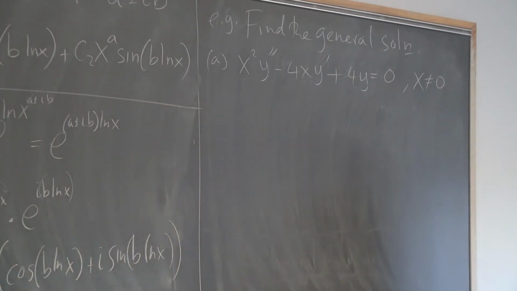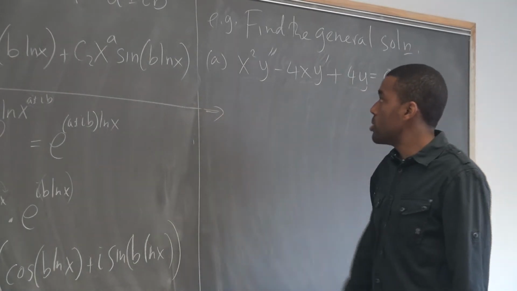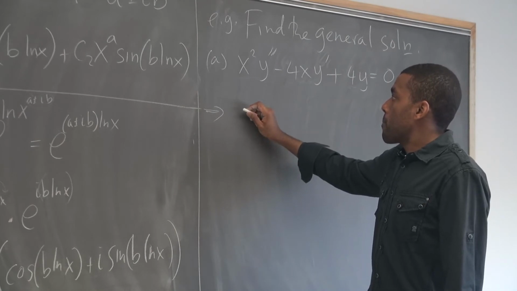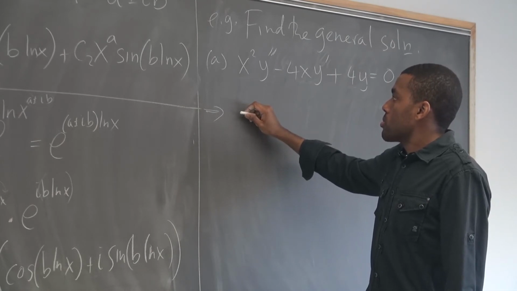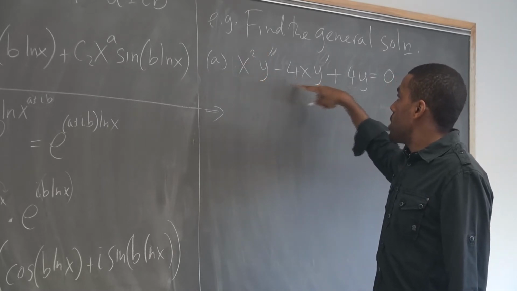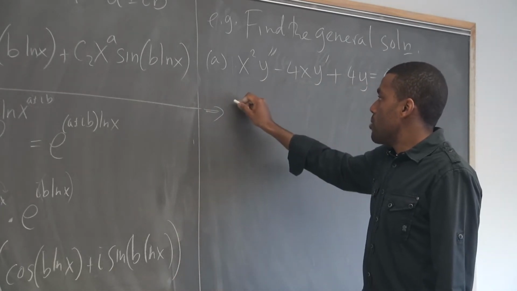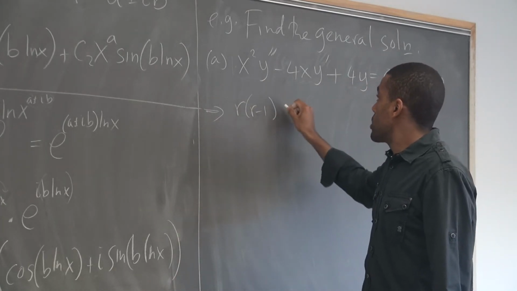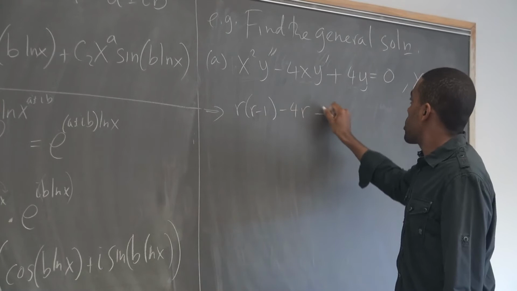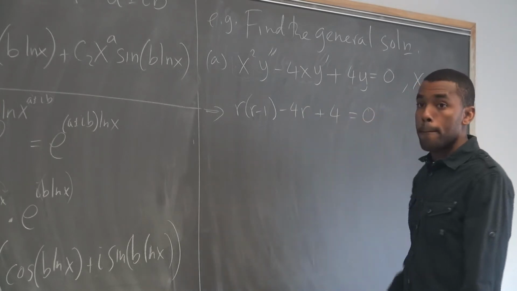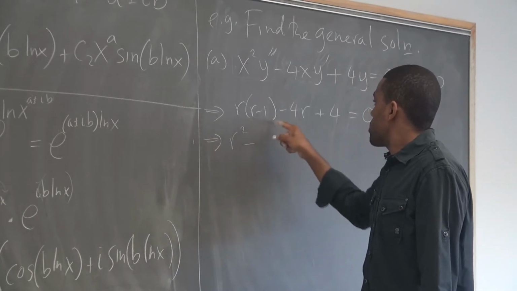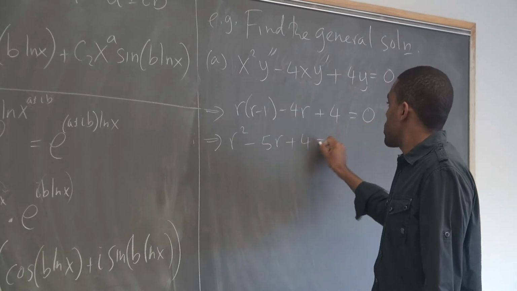So you're like, oh, that's an Euler equation, which means all you do is you jump into the initial equation, which looks like x to the r. Remember, the coefficient here is 1, that's your alpha, that's your beta, that's your gamma. So you do alpha r times r minus 1 plus beta r plus gamma. This is going to be r squared minus 5r plus 4 equals 0.